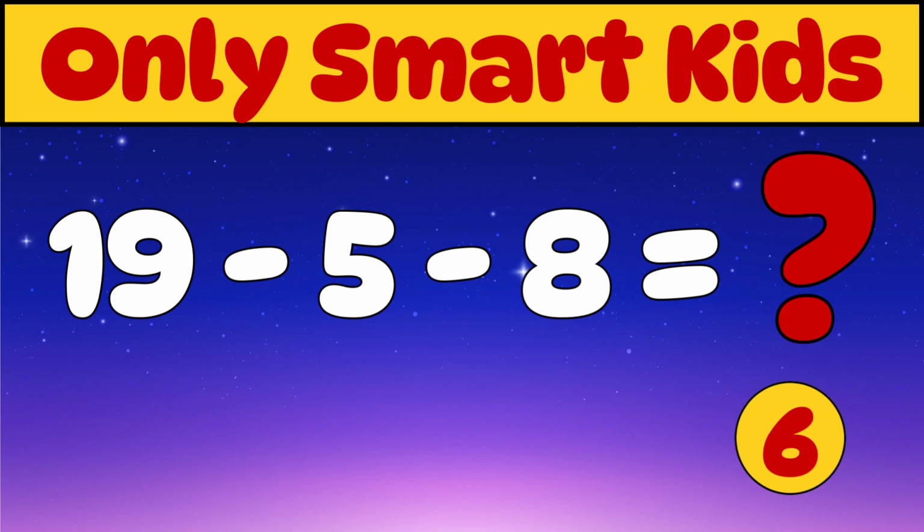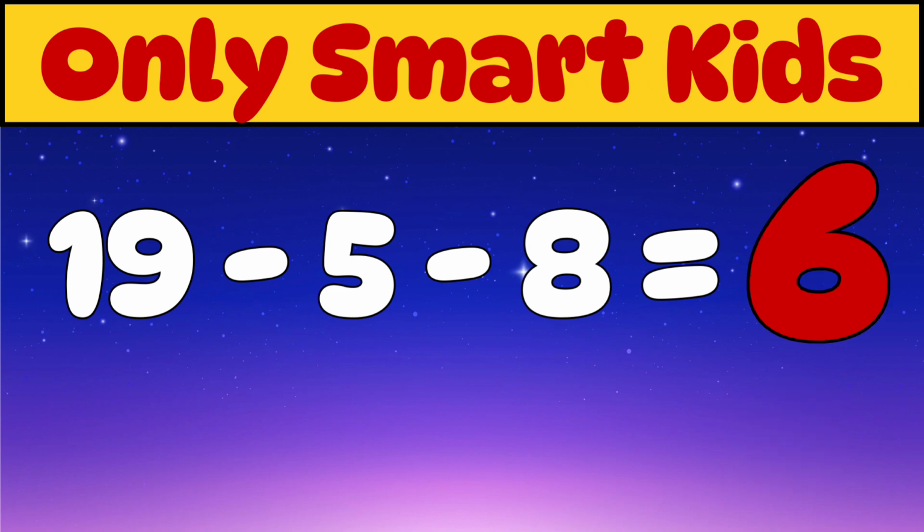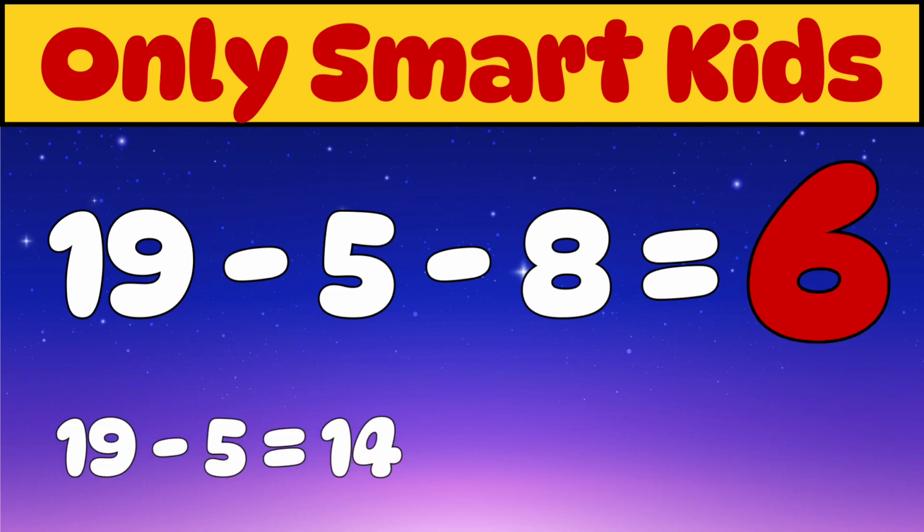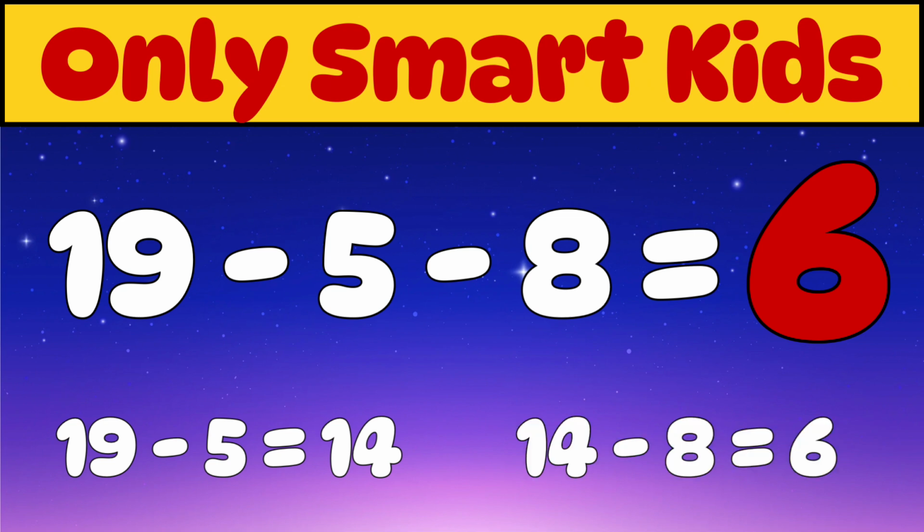The correct answer is 6. Let's solve it step by step. 19 minus 5 equals to 14. 14 minus 8 equals to 6.